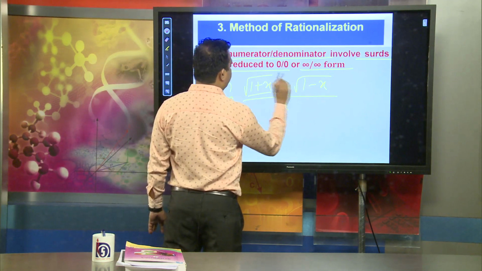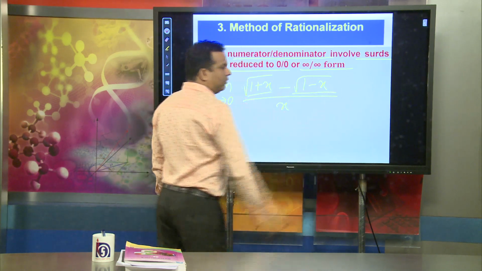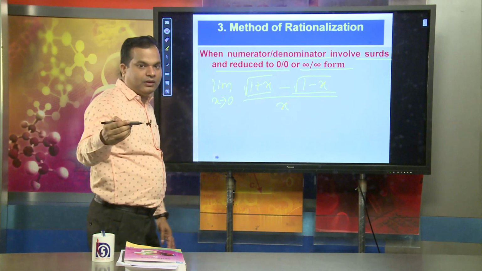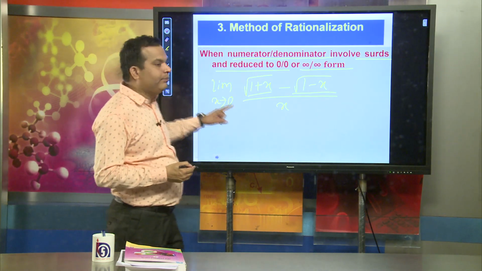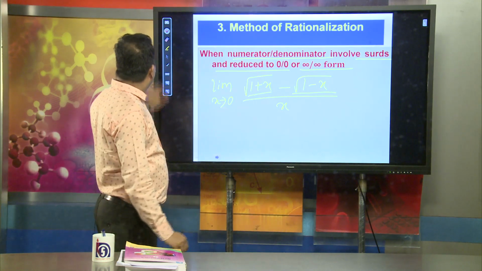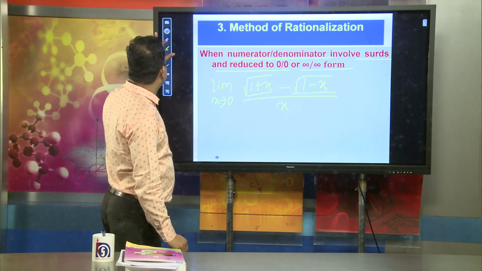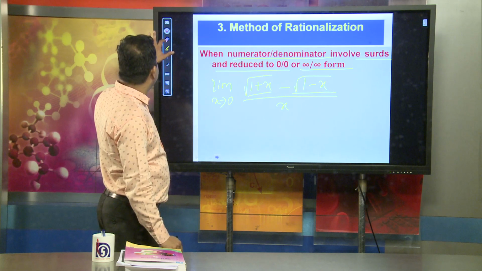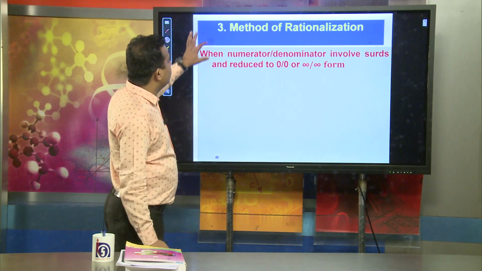This is in the form of square root of 1 plus x and square root of 1 minus x, which is in the numerator part. So in this situation, we have to apply the method of rationalization. How to use the method of rationalization will be discussed. That is something we can find out very easily.